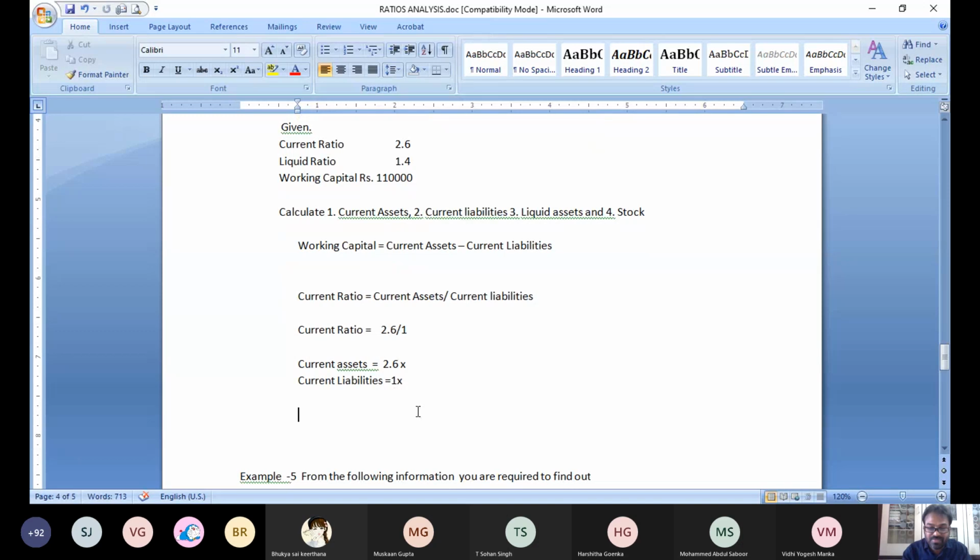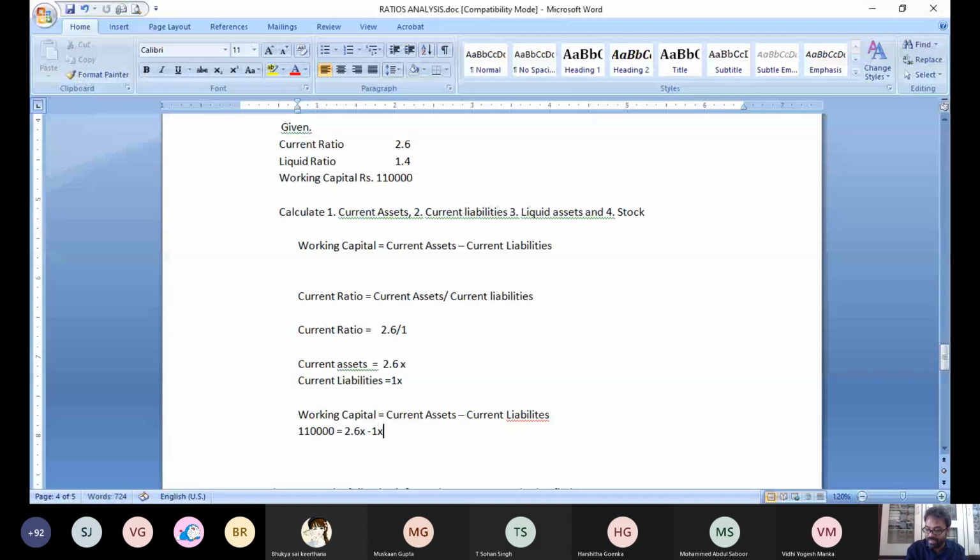If I put this, is it wrong or right? Can I write like this? Yes, sir, we can assume it as a variable. Working capital is equal to current assets minus current liabilities. So 1,10,000 is equal to 2.6x minus 1x. Current assets, how much did I tell you here? 2.6.